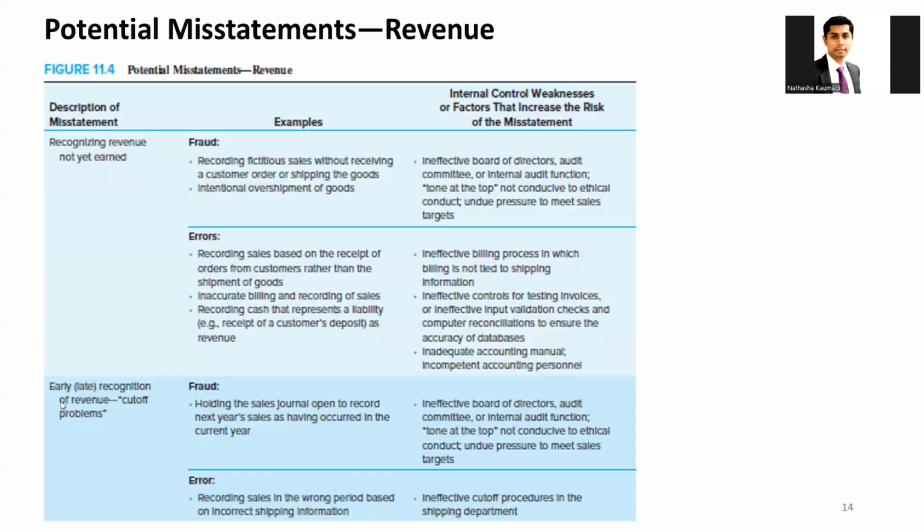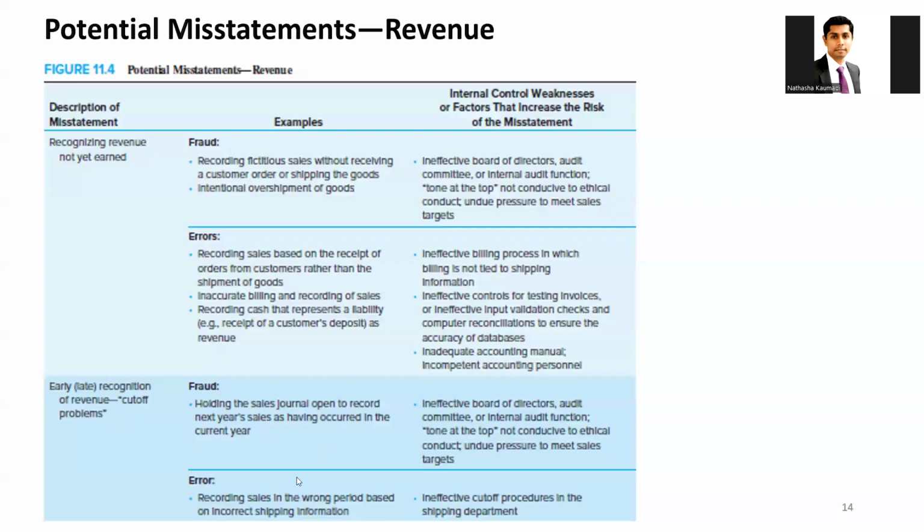The second misstatement would be early or late recognition of revenue. That means your sales revenue is genuine, but there's a problem with revenue recognition. That means cut-off problems. Maybe that revenue should be recorded in 2024, but you have mistakenly recorded it in 2025. Maybe it should be recorded in 2025, but you are mistakenly recording it in 2024. Those are cut-off issues, problems in recognizing the revenue in the correct accounting period.